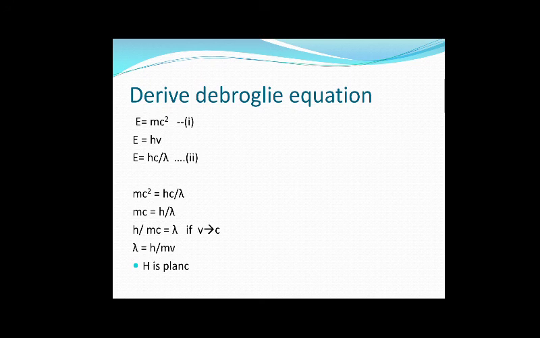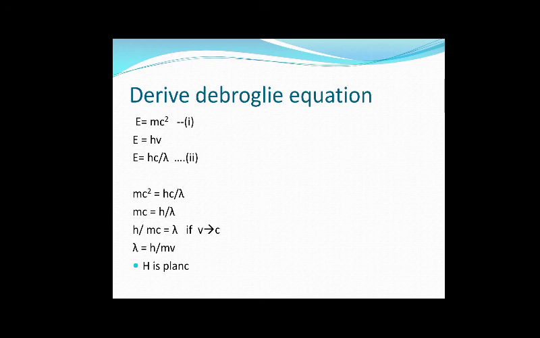Now equation number 1 and equation number 2, you equate both sides. E energy is the same, that means the right hand sides will also be equal to each other. Thereby mc square is equal to h c upon lambda. C will cancel out from both sides. So mc is equal to h upon lambda. From there h upon mc is equal to lambda. Lambda you can calculate as h upon mc.